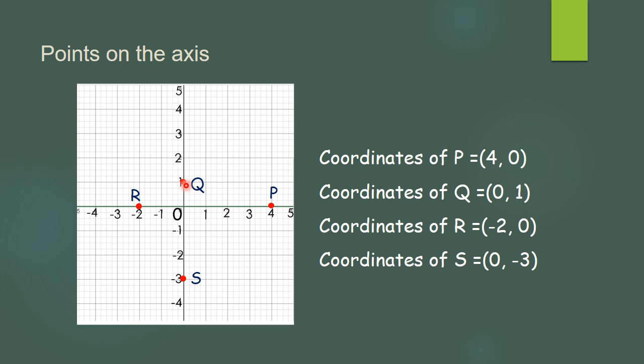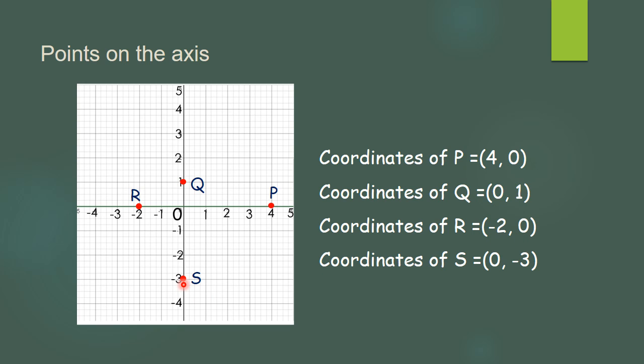Now what is Q? First, to get the x coordinate, draw the perpendicular here where it intersects 0, so my x coordinate becomes 0. And the y coordinate: the perpendicular drawn on y is at the same point, so 1. So I get 0 comma 1. Third, R: the perpendicular drawn on x will meet at -2 and on y at 0. So its coordinates are -2 comma 0.